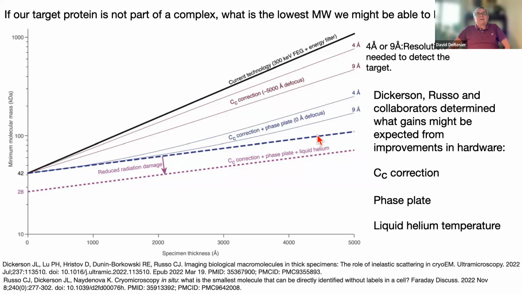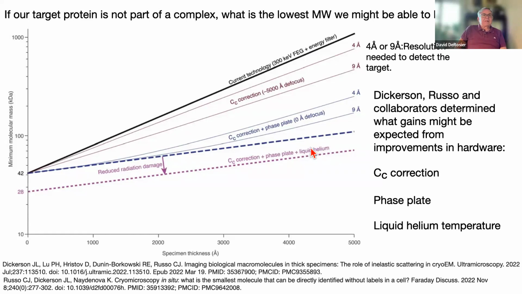Now, the final chance for improving the minimum recognizable mass is here if you use liquid helium, because you get reduced radiation damage, and you can see you could get to somewhere around 28 kilodaltons. That represents a kind of ultimate bottom line if you have a CC corrected microscope with a laser phase plate and liquid helium capabilities. I'm trying to imagine the price tag on that. It would probably be pretty large.